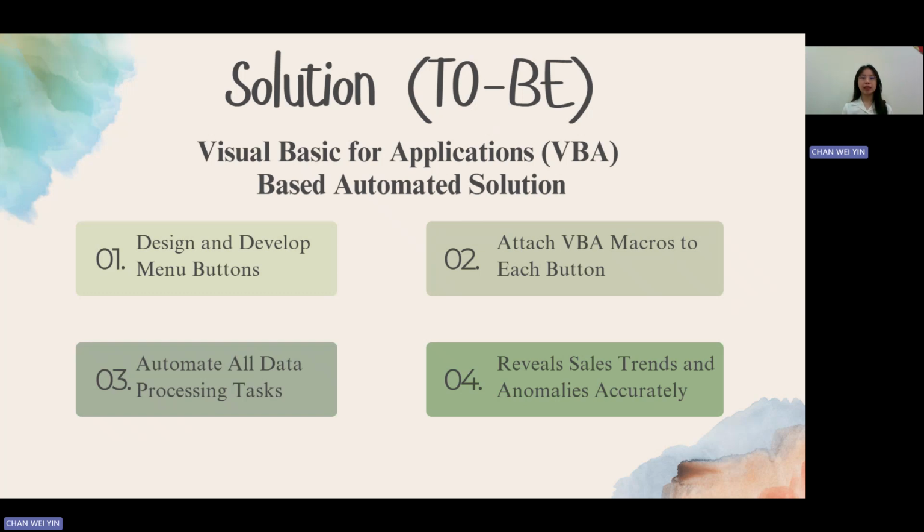Each button is then attached to a specific VBA macro that automates a core function such as removing duplicates, handling missing values, formatting data consistently using date, month, year, and Ringgit Malaysia (RM) currency with two decimal points, and generating summary statistics and data visualizations.